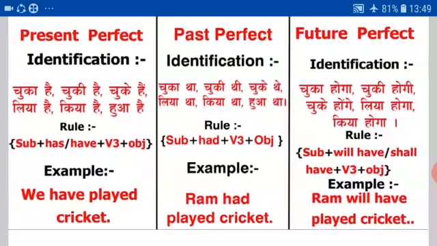Future perfect tense, its identification: चुका होगा, चुकी होगी, चुके होंगे, लिया होगा, लिए होंगे, किया होगा, and its rule will be like this: subject plus will or shall have plus third form plus object. For its example, Ram will have played cricket. Students, if we are using a negative sentence, then we have to use not after will. Ram will not have played. And if we are using shall, then shall not have.